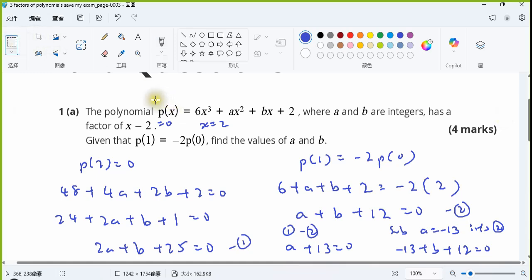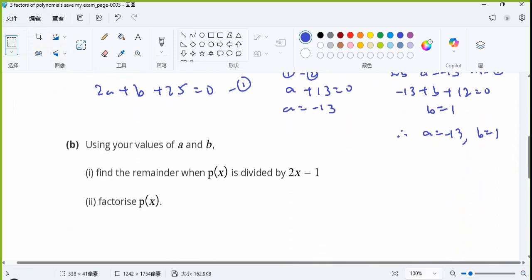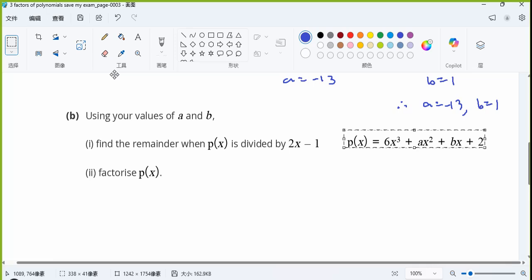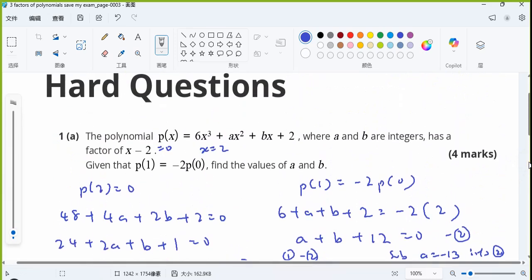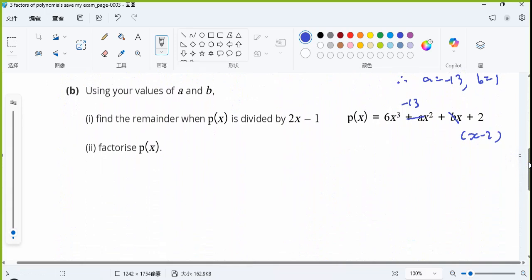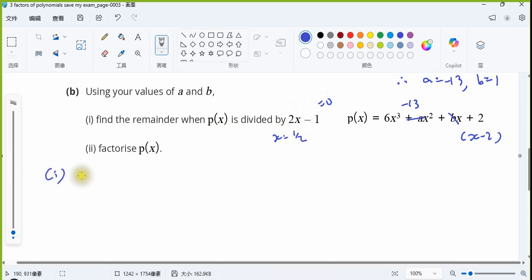And then x equal to 2, x minus 2 is the root. Okay, x minus 2 is the root. Okay, so number 1, find the remainder of P(x). So this equal to 0, x equal to half. So we want to find P(half).